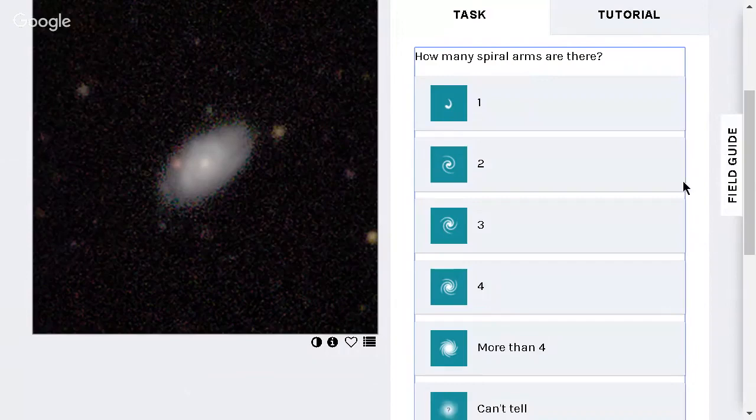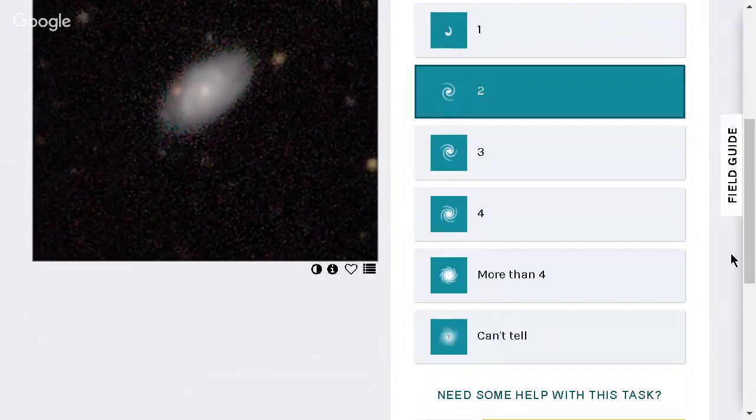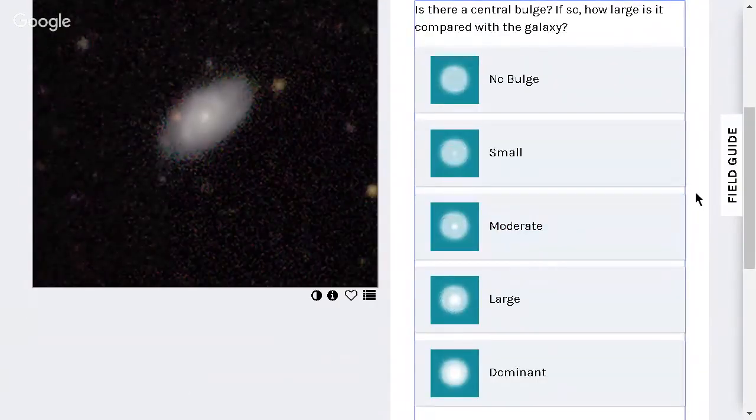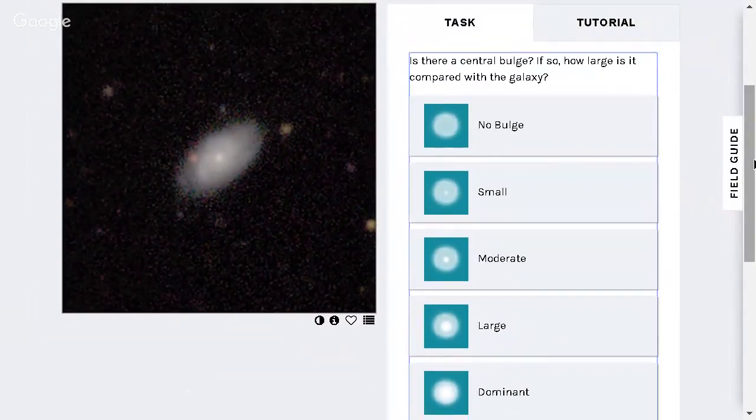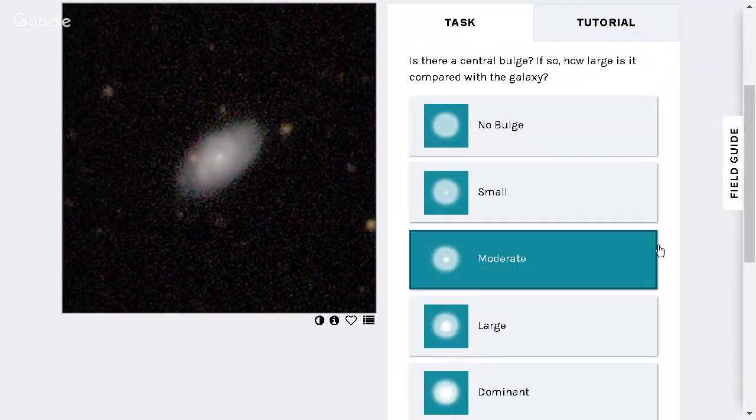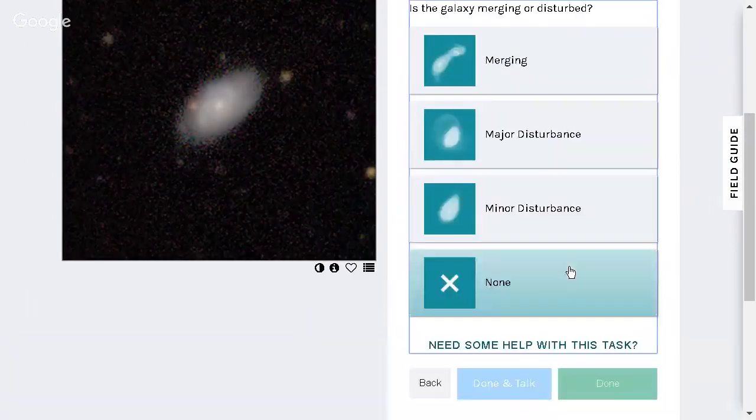Anyway, if you want to classify galaxies, head to zooniverse.org's Galaxy Zoo project. People have been featured in science journals already because of their classification of these galaxies. We're going to say it has a moderate bulge.